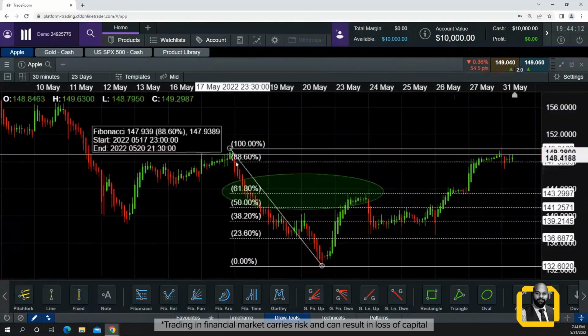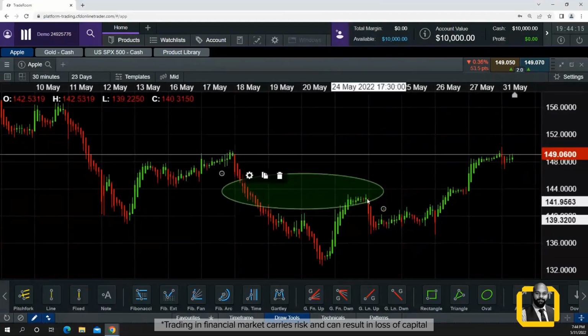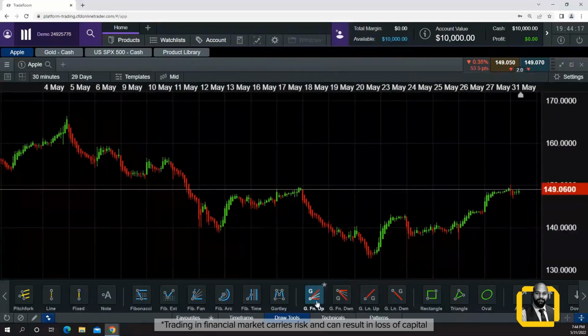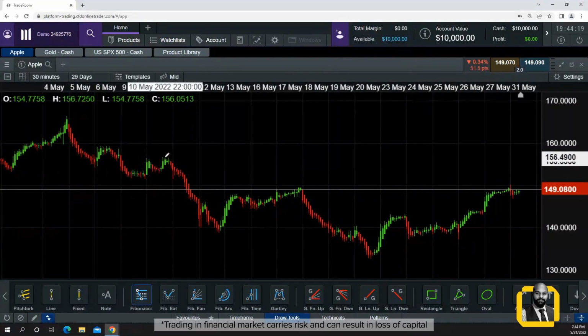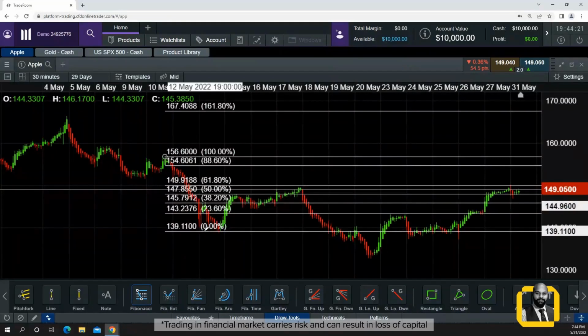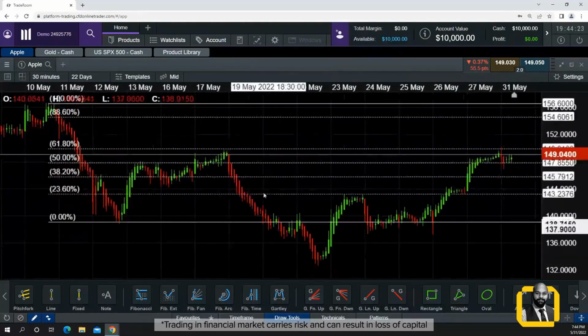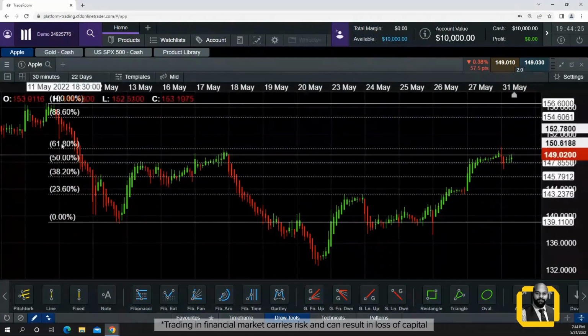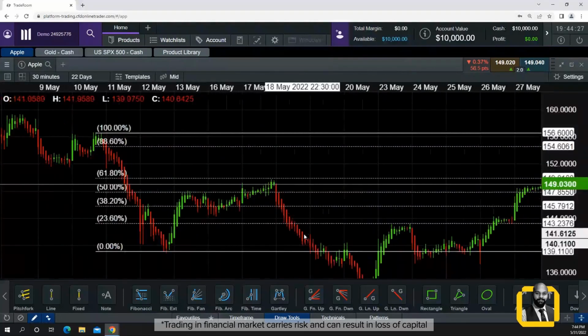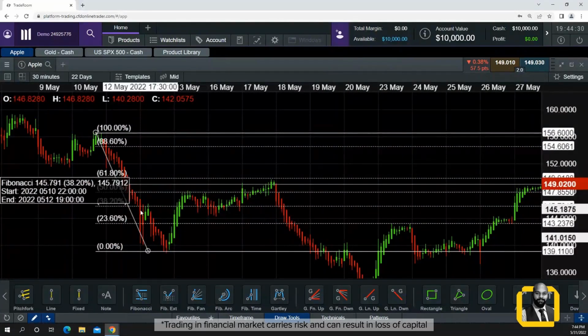Similarly, if you are looking at a downtrend market, you do the same analysis. Here's a drop, top to bottom. In this case, I think it pretty much touched 61.8 before the drop began. So if you're looking at a downtrend market, you can also make money by shorting the markets.